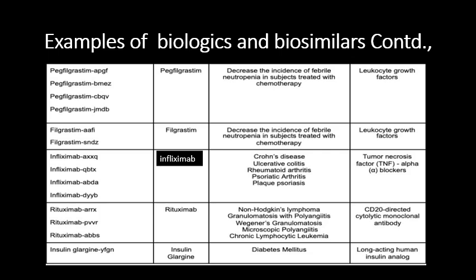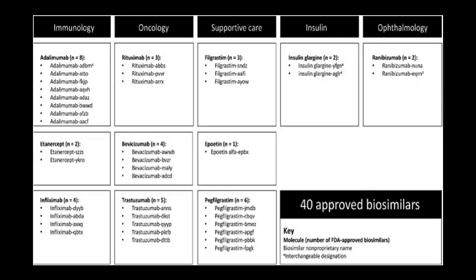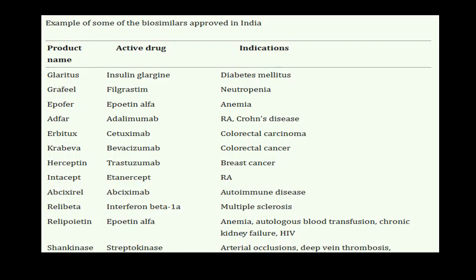So all these are important actually. Infliximab, rituximab, insulin, pegfilgrastim. In the previous one also there are a few important things you can go through. And this is just another way of characterizing all these biosimilars in the respective branches where they are used. What are the biologics and biosimilars used in immunology, oncology, supportive care, like filgrastim, epoetin, and insulin, and in ophthalmology. Okay, this is just another way of characterizing them. These are some of the biosimilars approved in India.